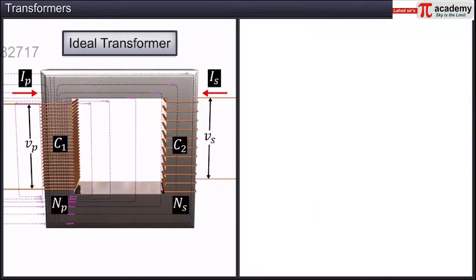Then, due to mutual induction, the induced EMF or voltage in the secondary coil ES is directly proportional to the number of turns NS in it. Then, according to the principle of mutual induction, the EMF ES is equal to minus NS into d phi by dt, where d phi by dt is the rate of change of the magnetic flux linked with the secondary coil. The minus sign is in accordance with Lenz's law.